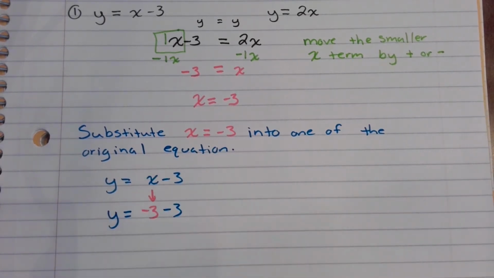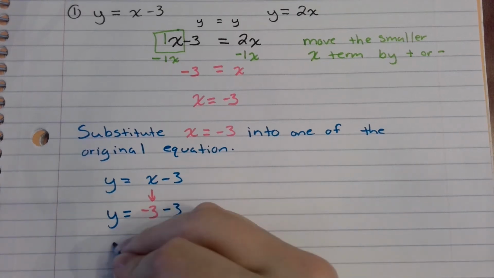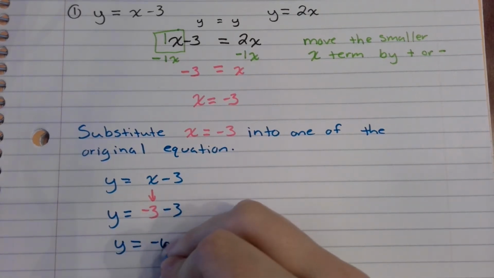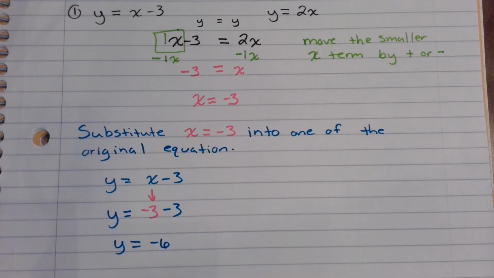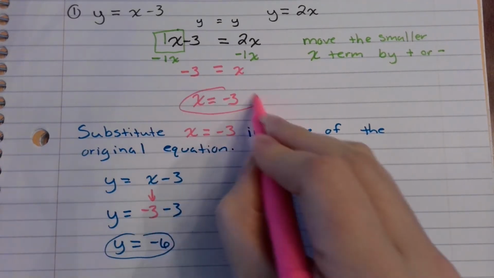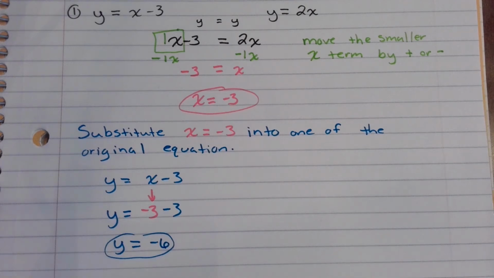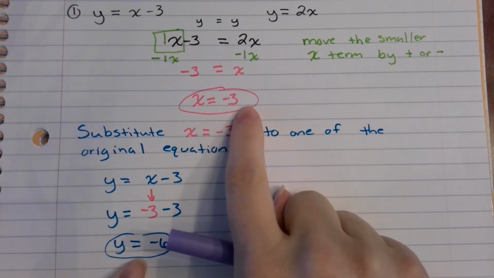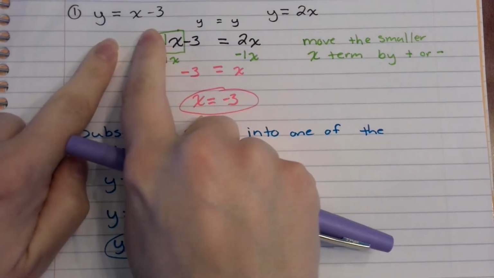Well, negative 3 minus 3 is equal to negative 6. So y is equal to negative 6. So I now have a value for x and I have a value for y. The last thing I want to do, though, is check it. I have two equations. These values should work for both equations.